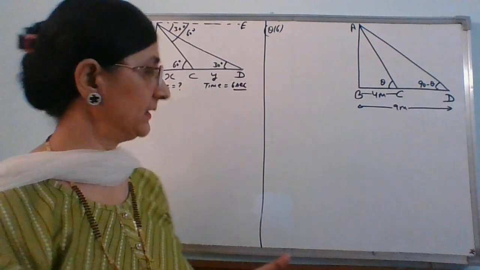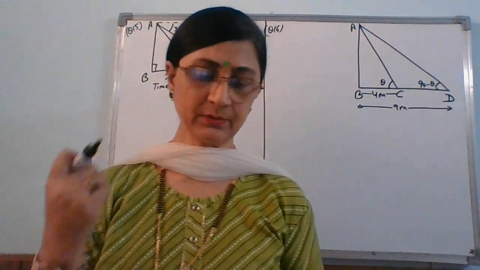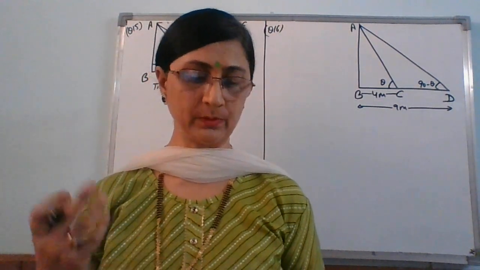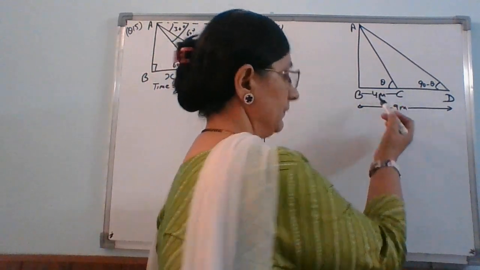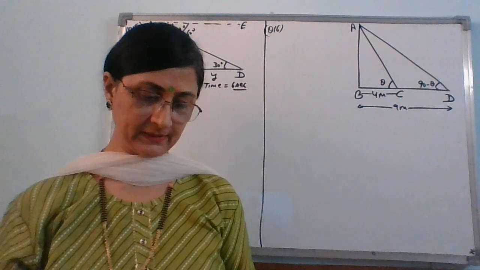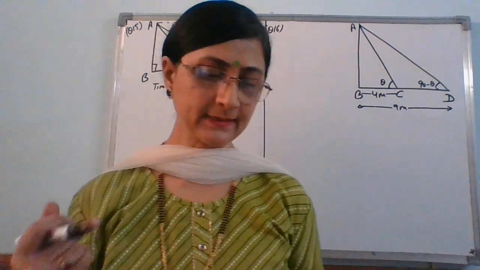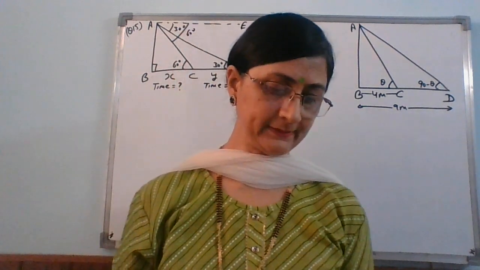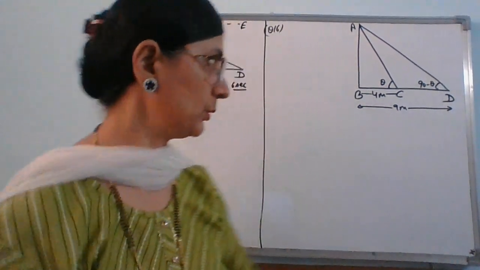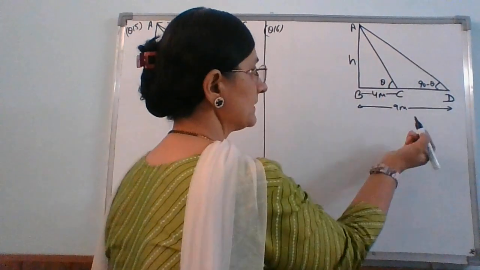Now the last question here is 16. The angles of elevation of the top of a tower from 2 points at a distance of 4 meters and 9 meters from the base of the tower and in the same straight line with it are complementary. Prove that the height of the tower is 6 meters. Okay, let the height of the tower be this, right.